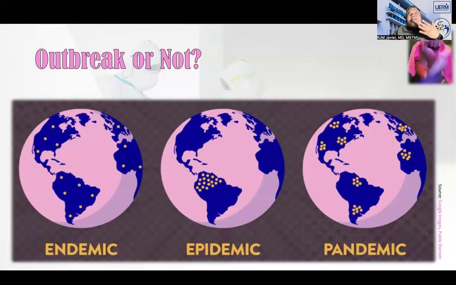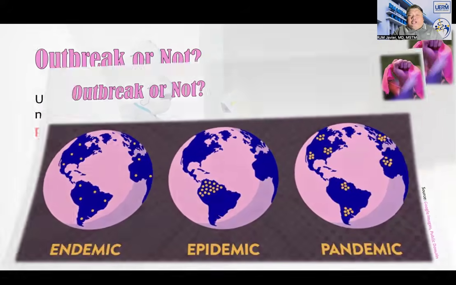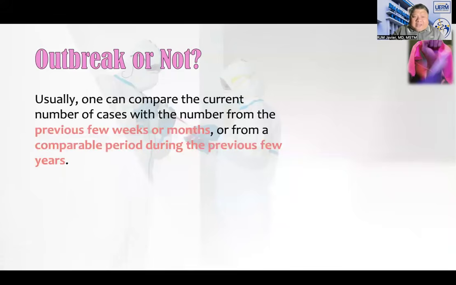So when we say epidemic, the epidemic will refer to a sudden increase in the number of cases beyond what is the usual trend or the usual level. Now, when epidemics occur simultaneously in multiple WHO regions, then that is what we refer to as the pandemic. So, how do we know if an outbreak truly exists or not?